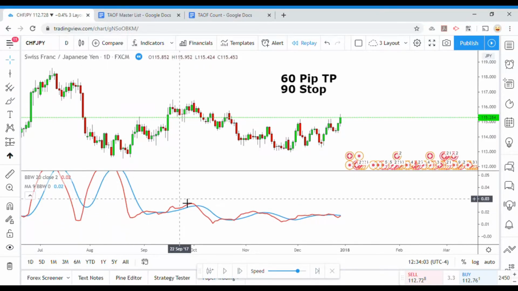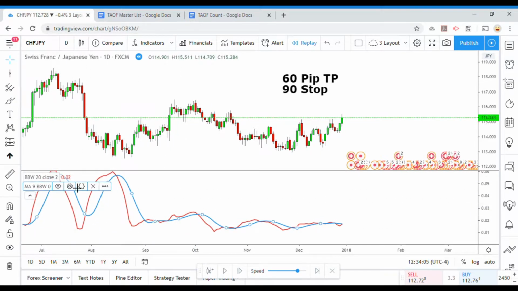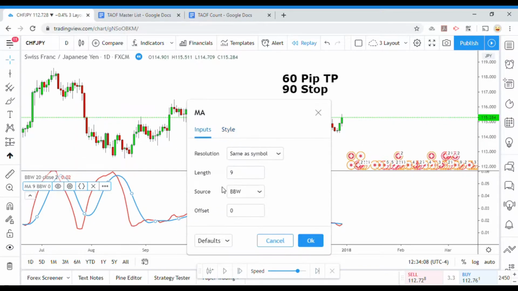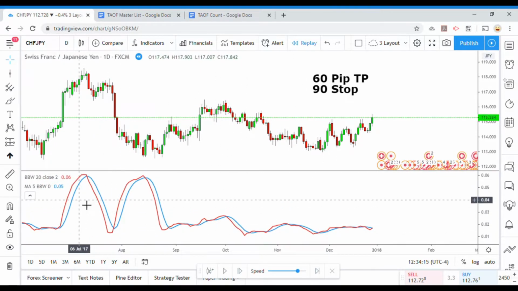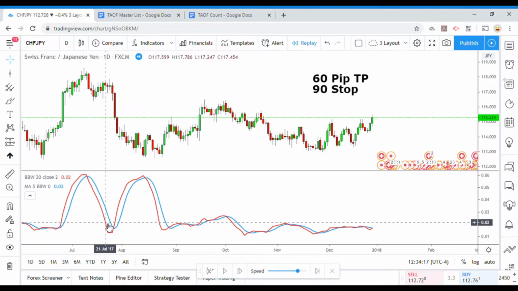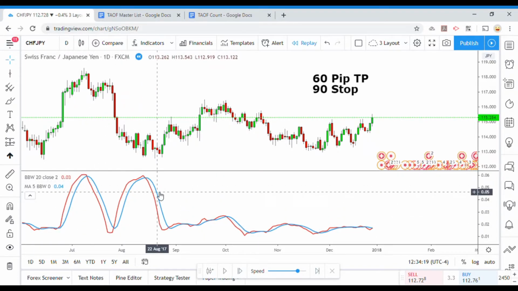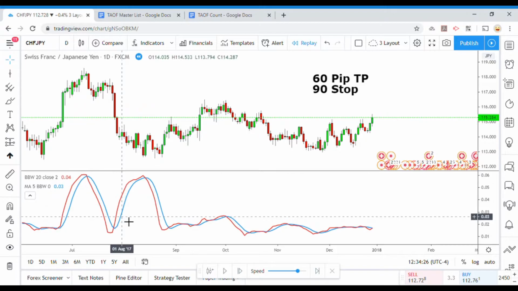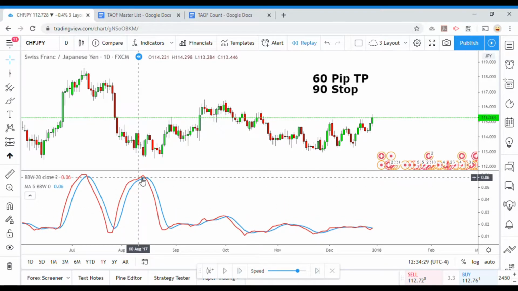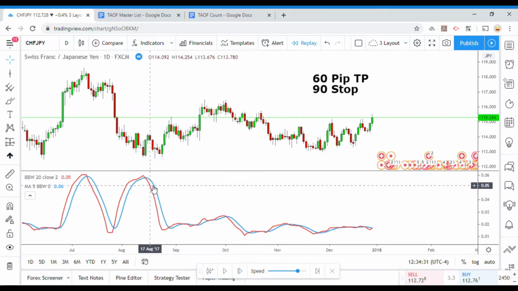So what I have done is I have added the standard moving average to the indicator. I'm going to change this to a 5-period moving average. And so the red line is the Bollinger Band width line, and the blue line is the moving average. So, as most two-line cross indicators, when the faster of the two lines cross the slower of the two lines, that is a signal to go long or short.